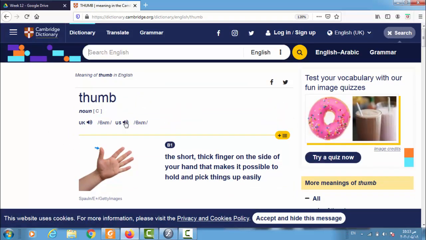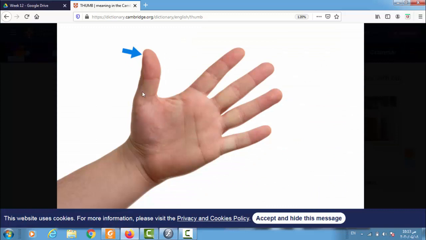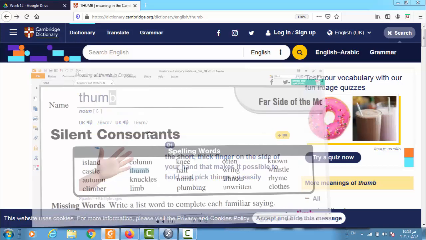This one is thumb. So it's not thumb with a B sound, it's your thumb. When I say, for example, the thumb of my hand, it means this finger. This finger is a thumb. B is silent here at the end. The next one.